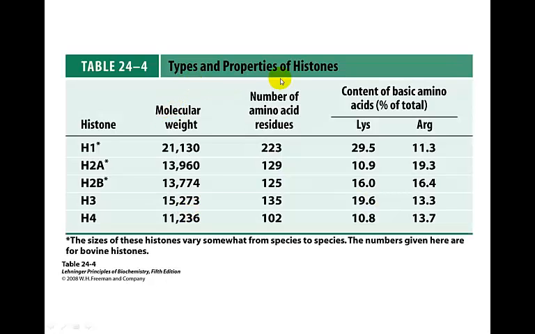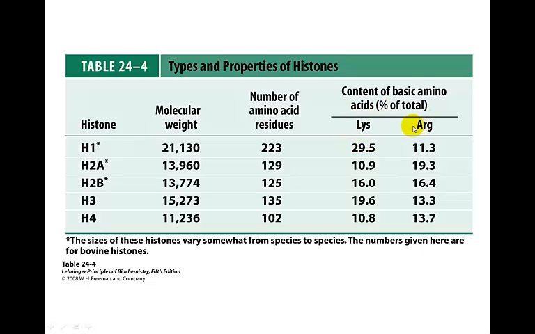So types and properties of histones, we have histone H1, H2A, H2B, H3, and H4. And this shows you the size of the different histones. So H1 is the largest. These histones are positively charged because they contain a large percentage of lysine, which is a basic amino acid, and arginine, which is a basic amino acid.